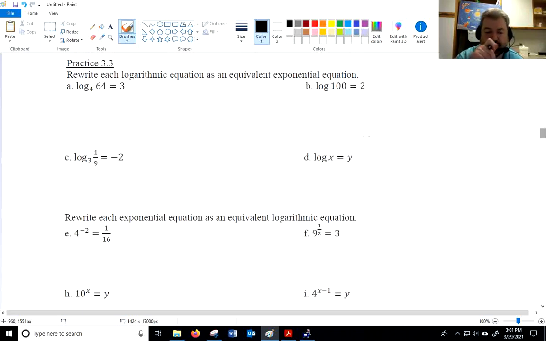All right, you try. Okay, let's see how we did here. 4 to the 3rd is equal to 64. 10, remember this is log base 10 when it doesn't say it, to the 2nd is 100. 3 to the negative 2 is 1 over 9. 10 to the y is equal to x.